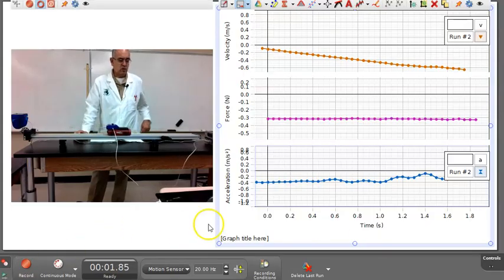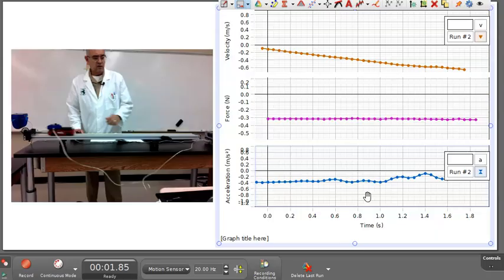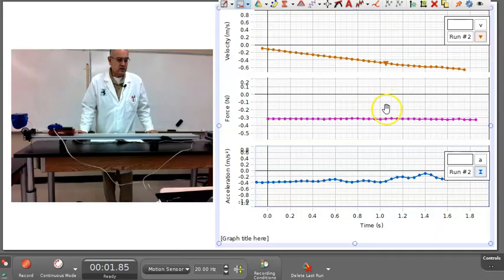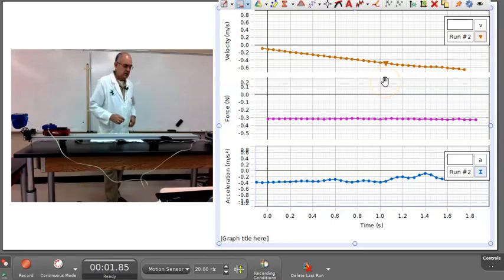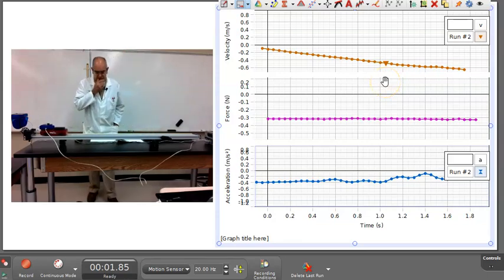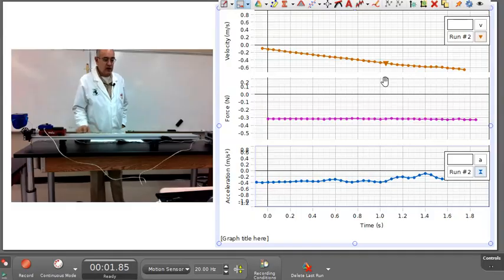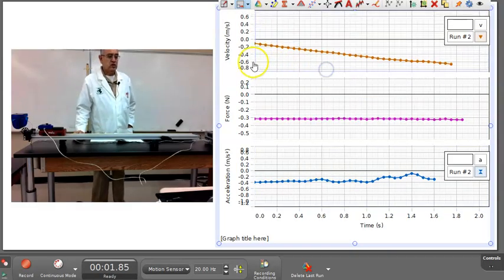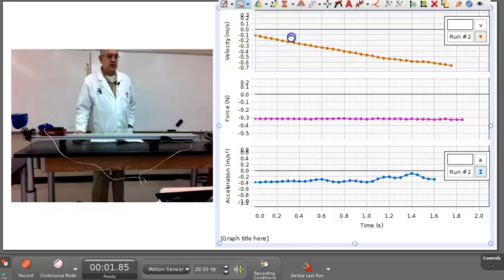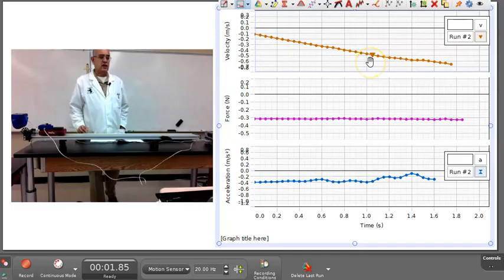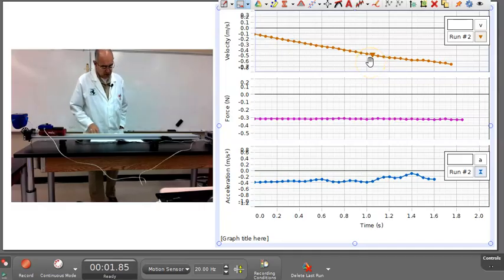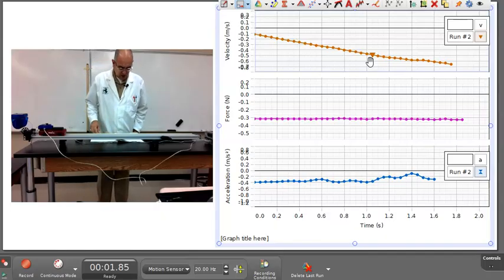All right, and there's the recording there. It looks like, for the most part, the acceleration is constant and the force is constant. Excuse me, not the velocity. The velocity is actually changing, but it's changing at a constant rate. So this is not a constant velocity, but it's a changing velocity, and each change along the way is the same. Does this agree with your predictions?